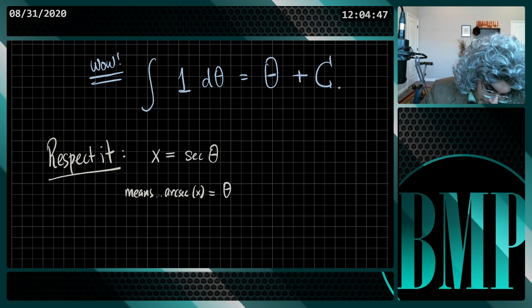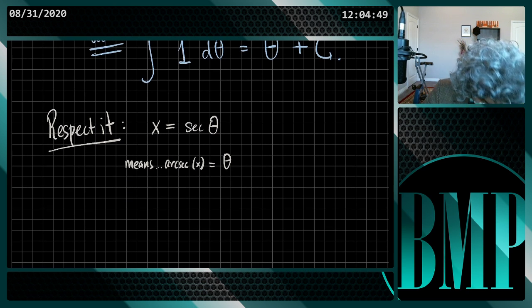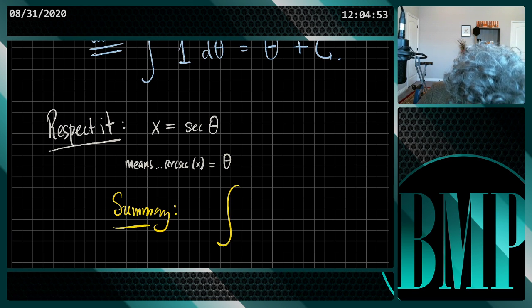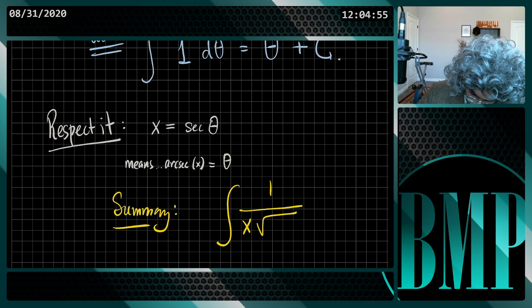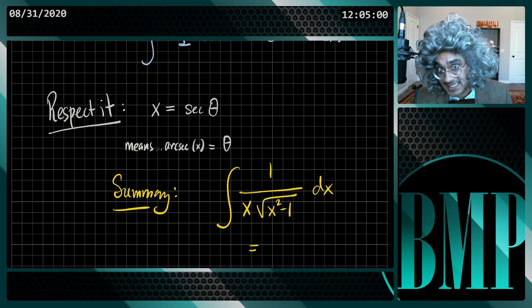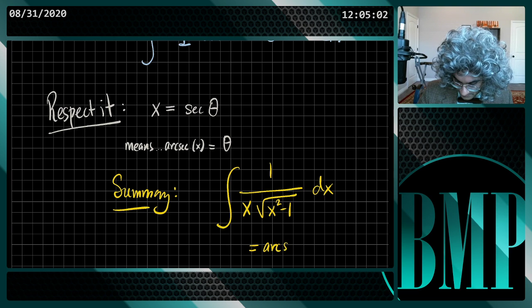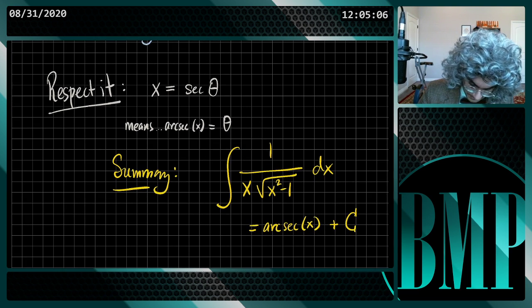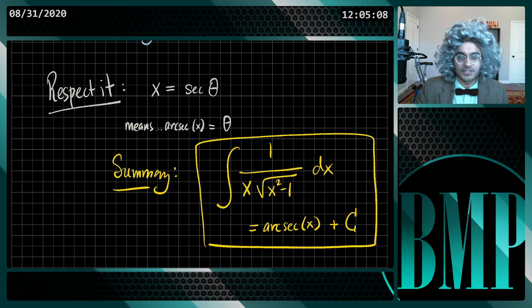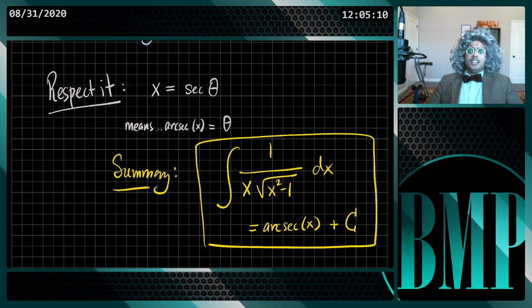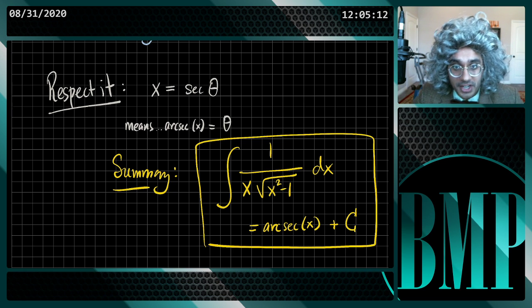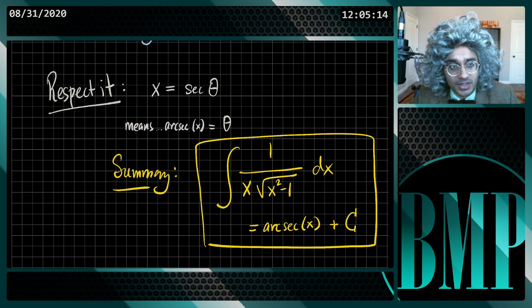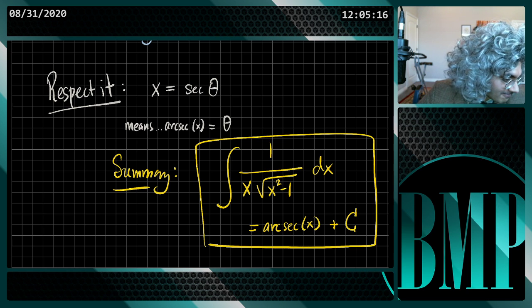And then you're done. So, summary. The integral of 1 over x times the square root of x squared minus 1 is arcsecant of x, the inverse function of secant. Incredible. Absolutely stunning that we could actually get through these kinds of integrals.